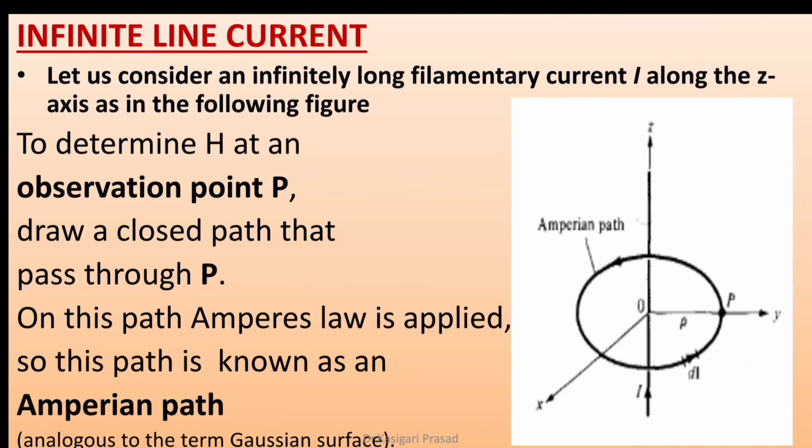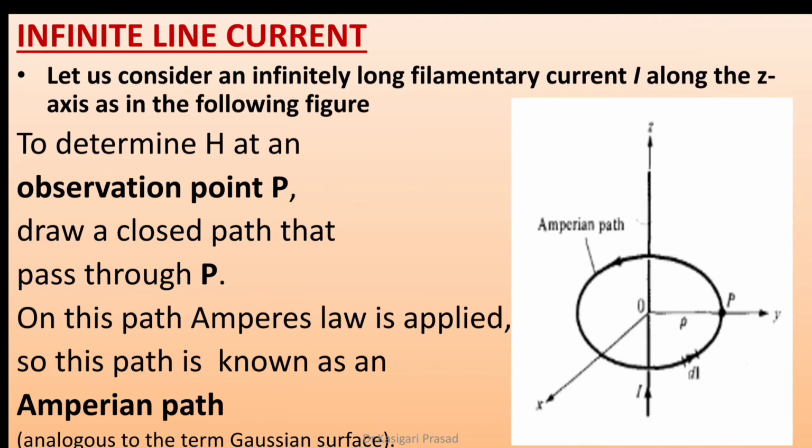Let us consider an infinitely long filamentary current I along the z axis as shown in the figure. In the figure we have the x axis, y axis, and z axis, and a filamentary current-carrying conductor is placed here, which is infinite, and the current I is moving in the z direction. We have drawn an Amperian path. That means the magnetic field is produced around that conductor, circulating around it. So we have drawn an imaginary closed path, indicating the Amperian path.